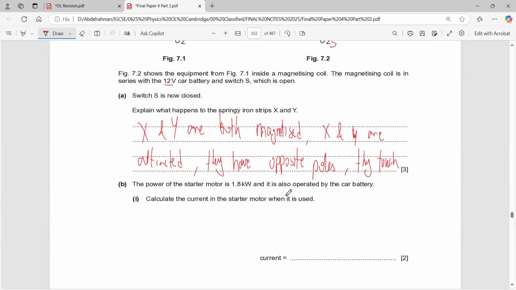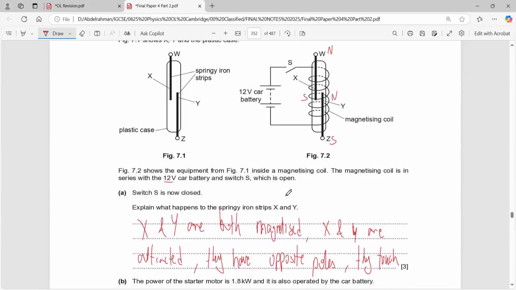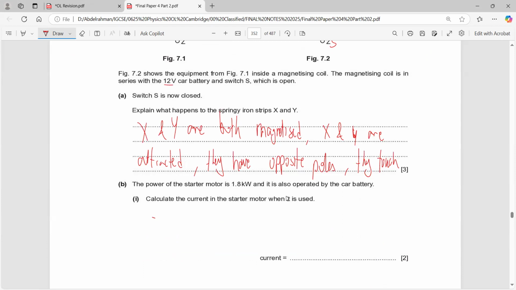Can I find the current? Yes, you have power and you have voltage, which is 12 volts. I equals P over V. So basically, the power is 1,800 watts divided by the voltage, which is 12 volts. You have the current 150 amperes, which is a huge current, which is very true in the car batteries.